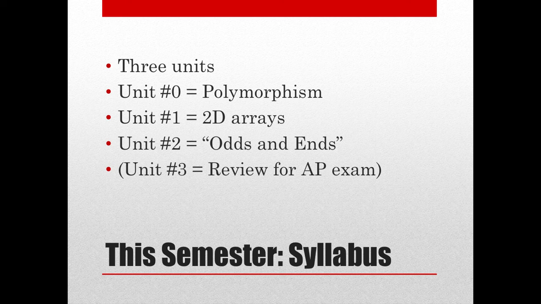So we'll have one test on polymorphism somewhere around late January, early February. A test on 2D arrays about a month after that. A test on odds and ends about a month after that. And that'll give us about a month or so to review for the AP exam, which is in early May. We won't always have a review test, but we'll be reviewing a lot. And then we'll have our final exam also. So that gives you some overview.